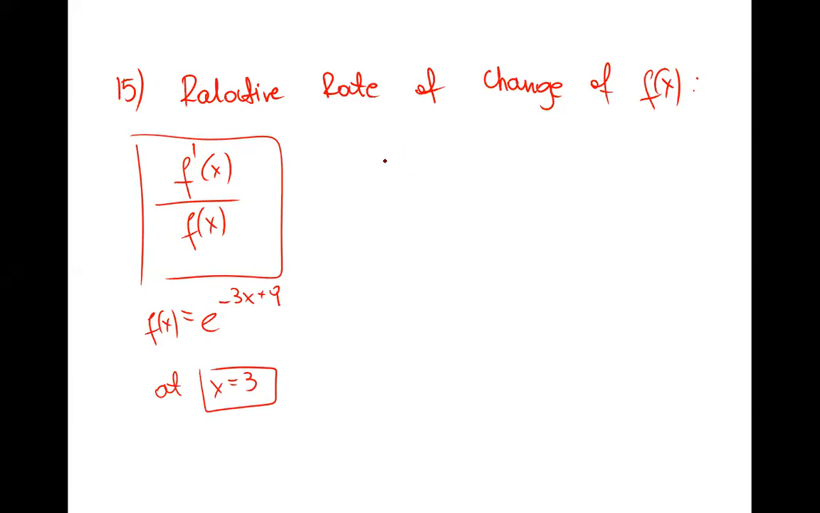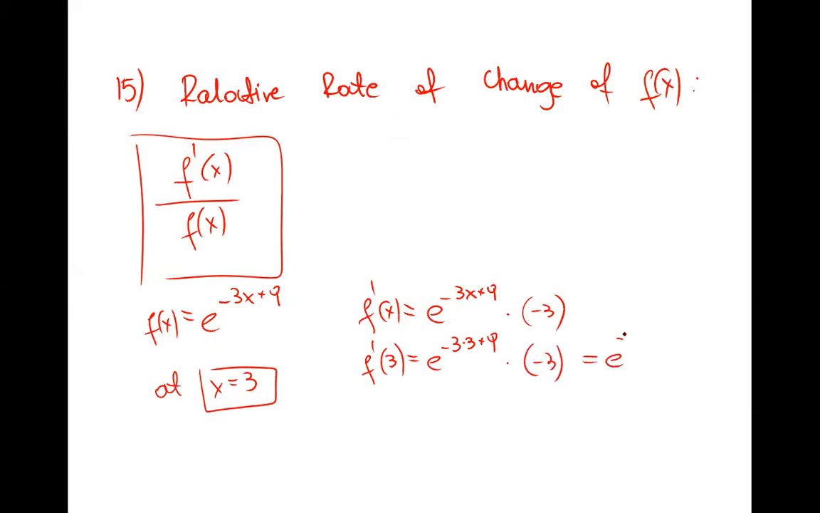What do we have? First of all, I need the derivative. Derivative of this function, that's the exponential function, is the same function, and times derivative of this exponent. Yes, my chain rule, which is just negative 3. Okay, really good. I can substitute 3 now: e to the negative 3 times 3 plus 9, times negative 3. This is e to the power of negative 9 plus 9 times negative 3. This is e to the power of 0 times negative 3. E to the power of 0 is 1. The final number is negative 3.